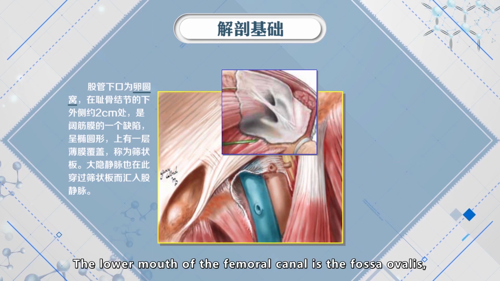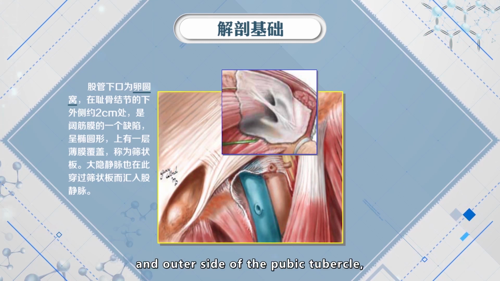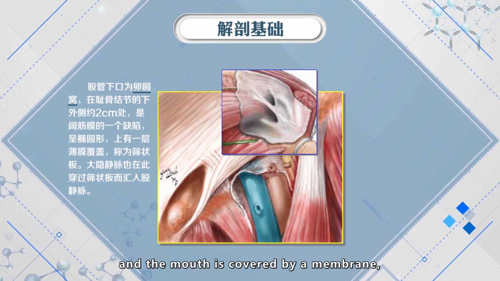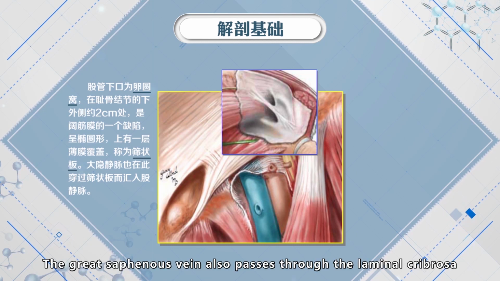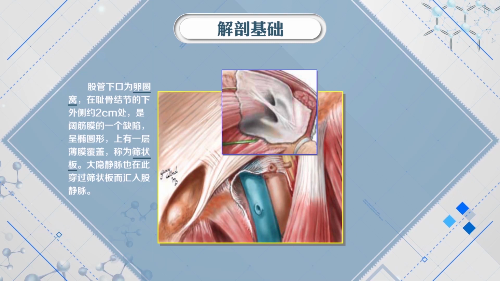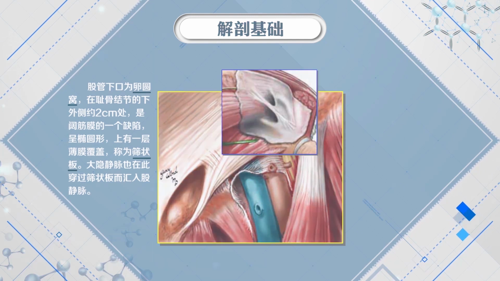The lower mouth of the femoral canal is the fossa ovalis. There is an oval defect on the femoral fascia at about 2 cm from the lower and outer side of the pubic tubercle. And the mouth is covered by a membrane, also called the lamina cribrosa. The great saphenous vein also passes through the lamina cribrosa at this position and then flows to the femoral vein.